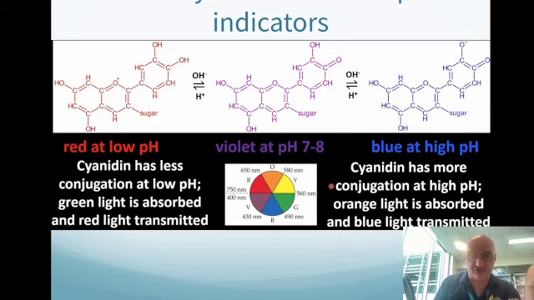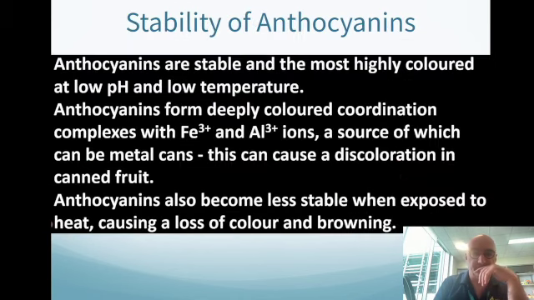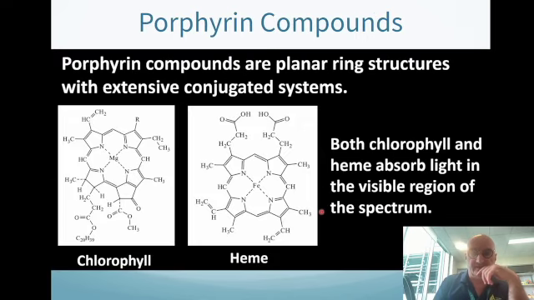Here we can have them as pH indicators. Cyanidin has less conjugation at low pH, so it's red, and more conjugation at high pH, so it's blue, and it's a beautiful violet in the neutral range of the pH scale. Anthocyanins are stable. They form deeply coloured coordination compounds with iron 3+ and aluminium 3+. Heated up, they do fall apart pretty quickly.